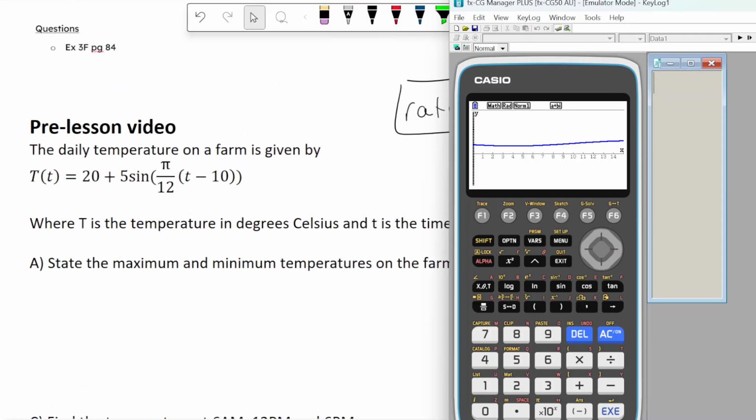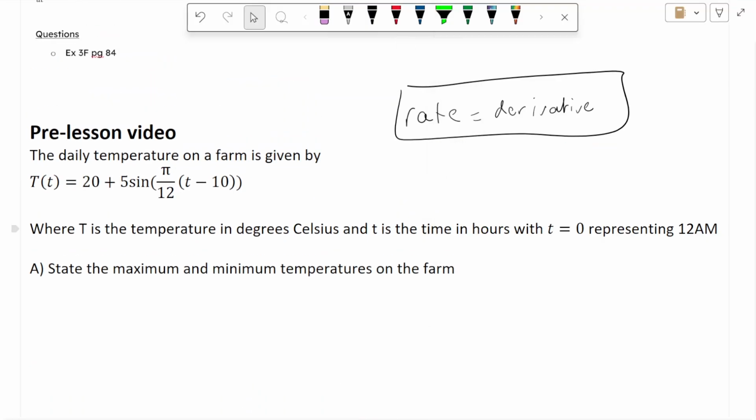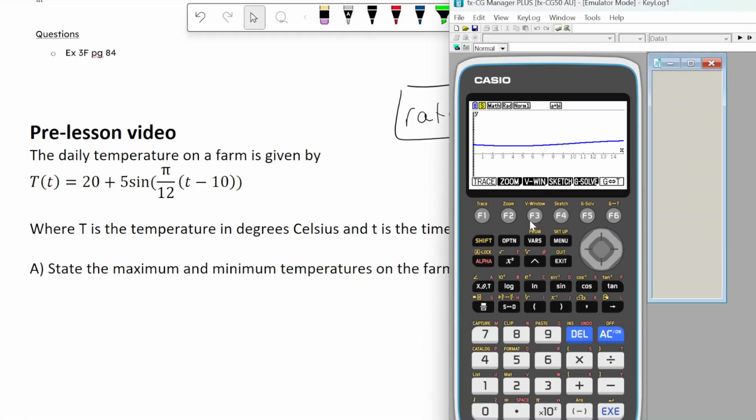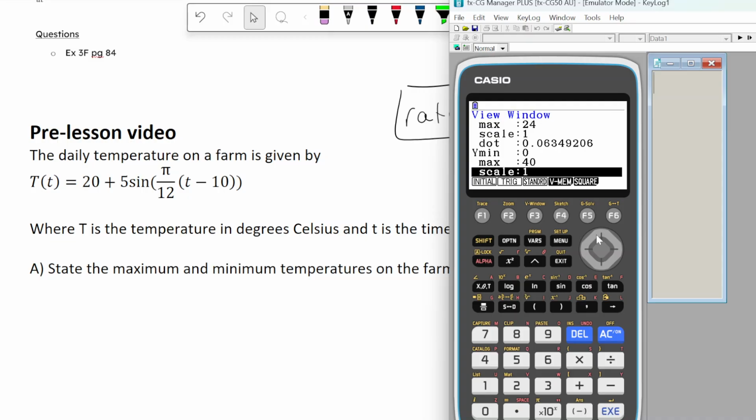And let's see, what does t represent? T represents the time in hours. So let's look at a single day. So I'm going to go from 0 hours to 24 hours. And we're looking at a temperature here. I don't really see the temperature getting much hotter than 40 degrees, at least hopefully not. So let's see what that graph looks like. And that looks like a good temperature graph.